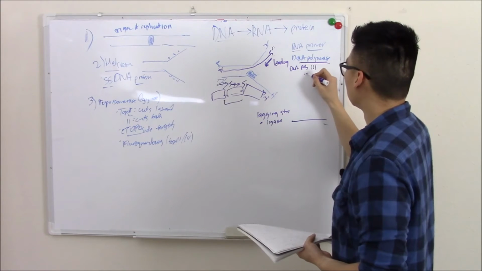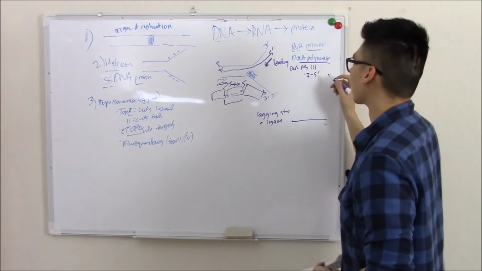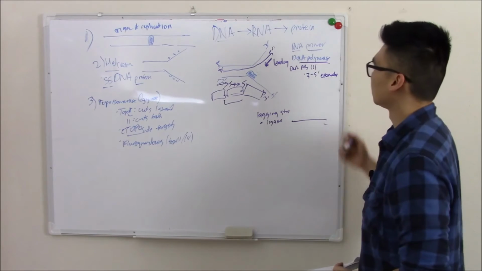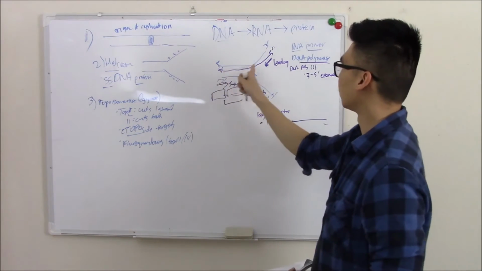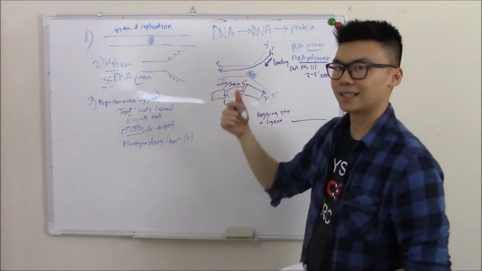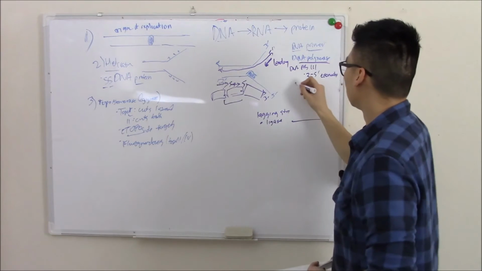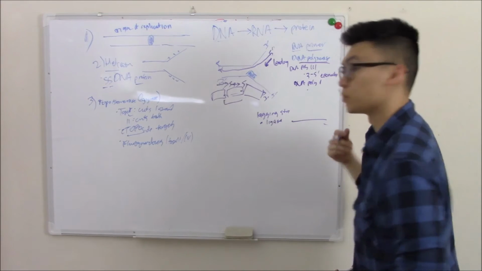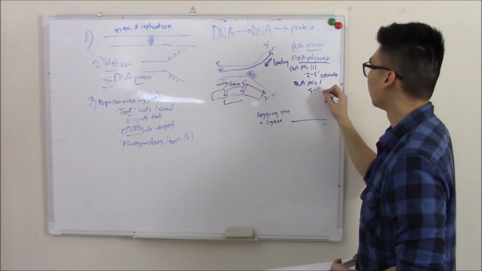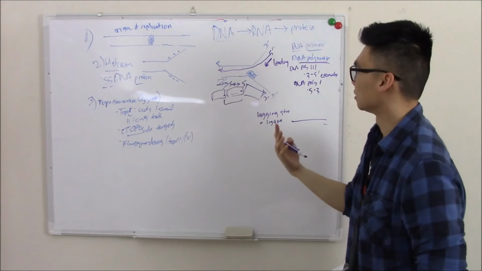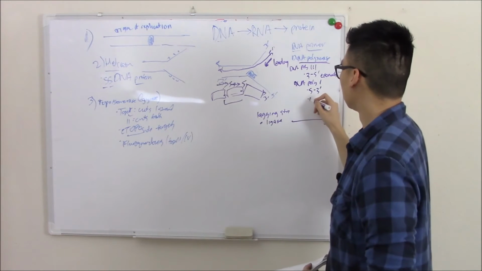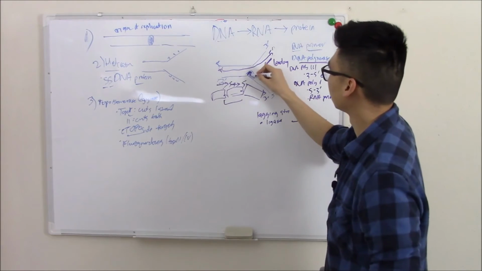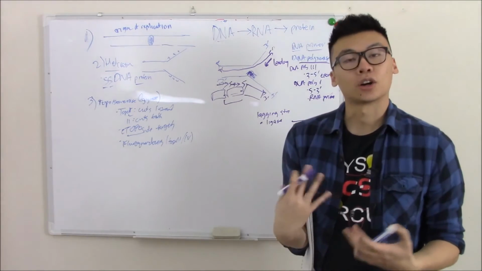proofreads in a 3 to 5 direction via 3 to 5 exonuclease. So it proofreads from a 3 to 5 direction, to see that its new nucleotide is correct. DNA polymerase 1 is special. It proofreads in a 5 to 3 direction. And also it removes the RNA primer.